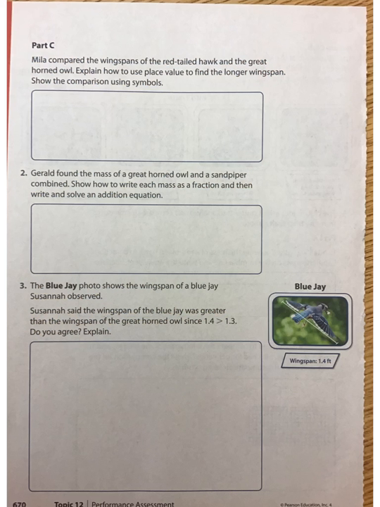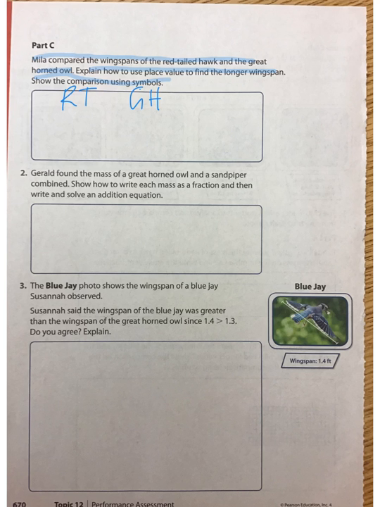Part C. Mila compared the wingspan of the red-tailed hawk and the great horned owl. Explain how to use place value to find the longer wingspan. Show the comparison using symbols. So I have the red-tailed hawk, I'm just going to put RT for red-tailed hawk. And the great horned owl, I'll just put GH.